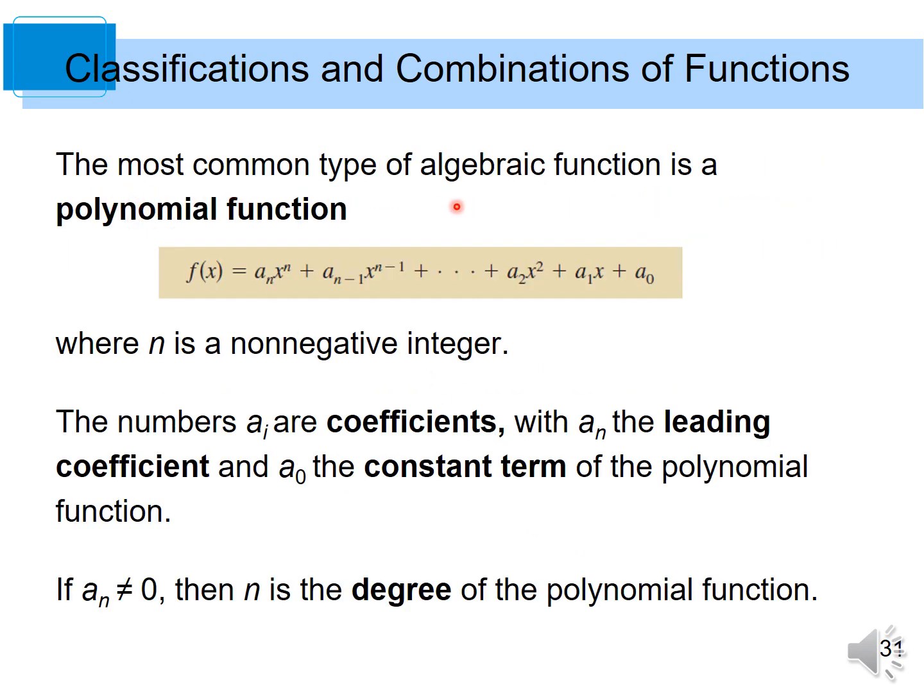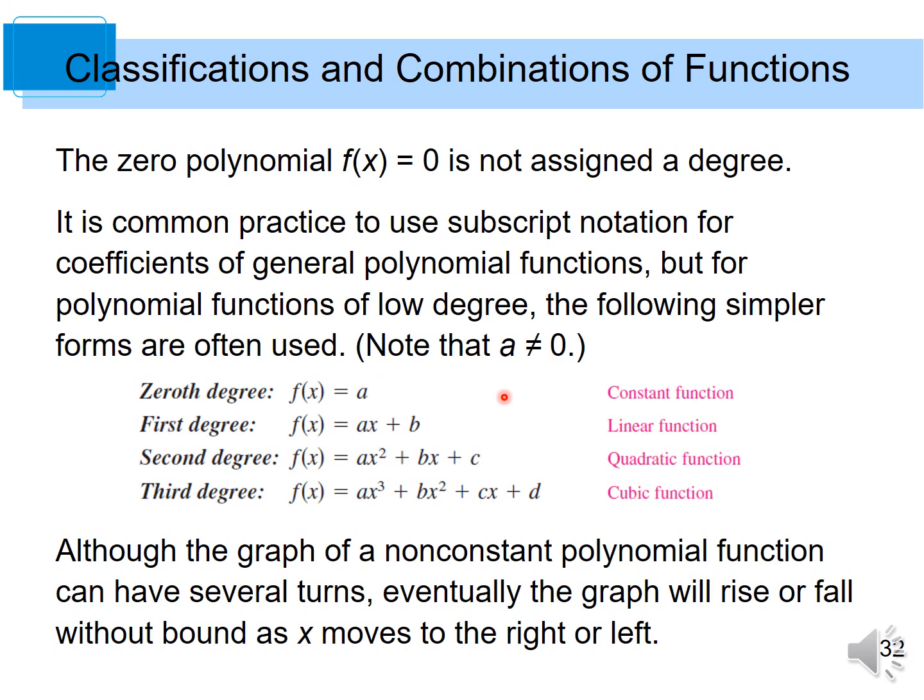The most common type of algebraic function is a polynomial function, where n is a non-negative integer. The numbers a_i are coefficients, with a_n the leading coefficient and a_0 the constant term of the polynomial function. If the leading coefficient is not equal to 0, then n is the degree of the polynomial function. The zero polynomial f(x) equals 0 is not assigned a degree.